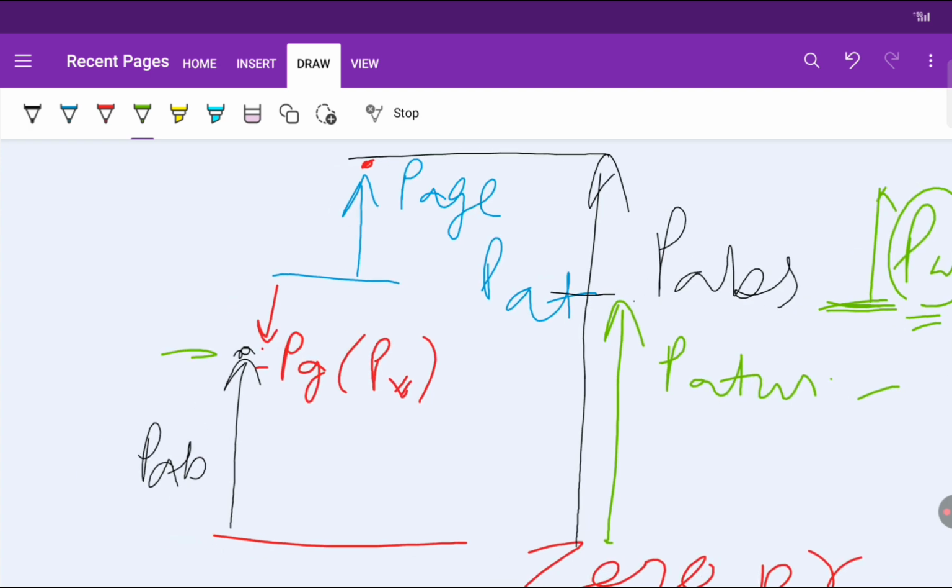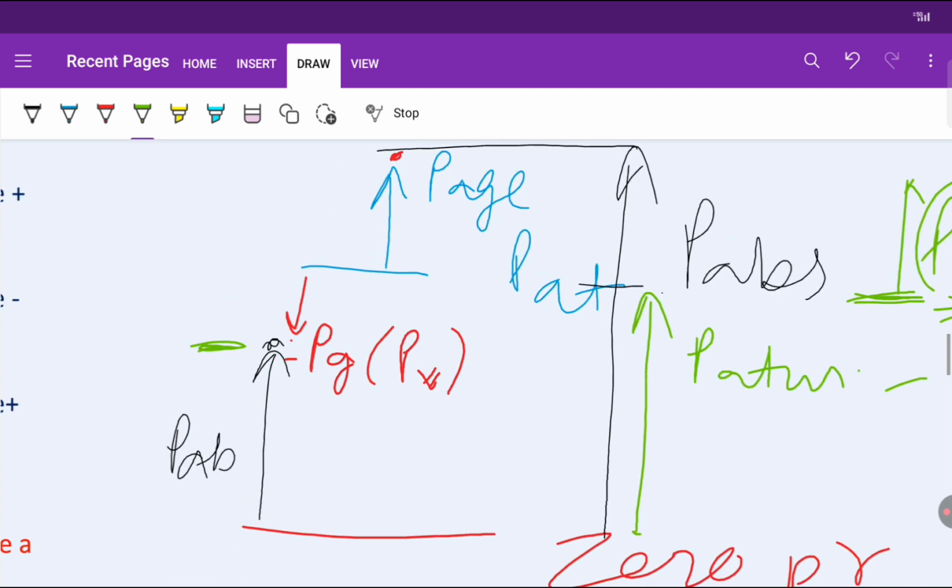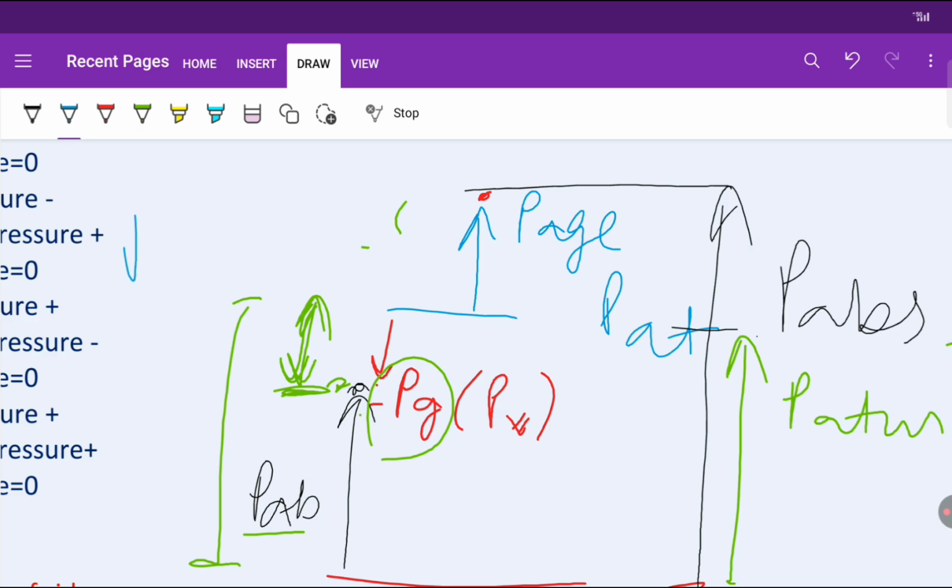And at this level, if I want to calculate the pressure at this point, we also call it P absolute. Why? Because it is atmospheric pressure minus this gas pressure. So it is minus. P atmospheric minus P gas gives P absolute.